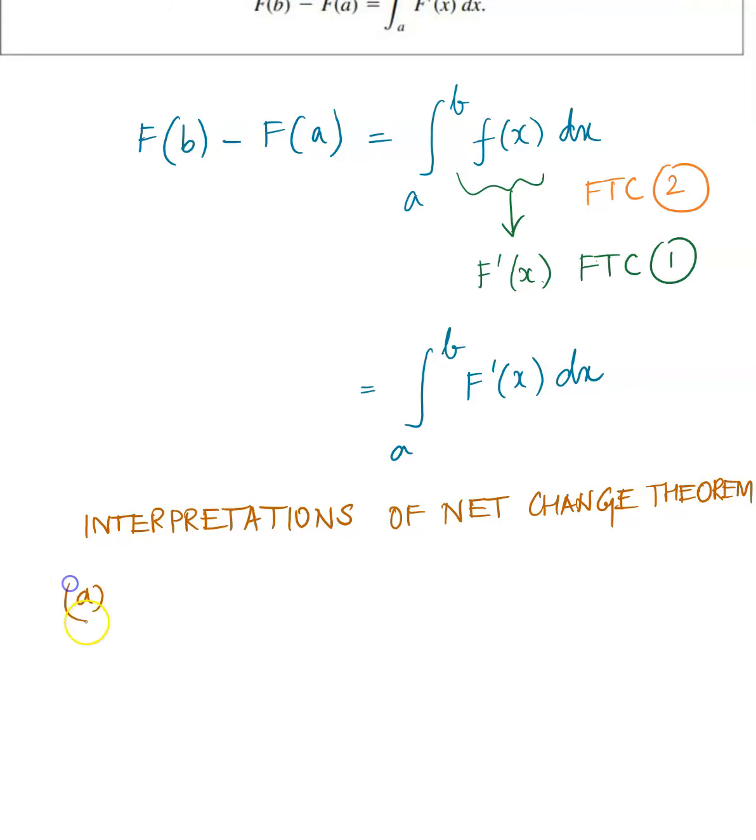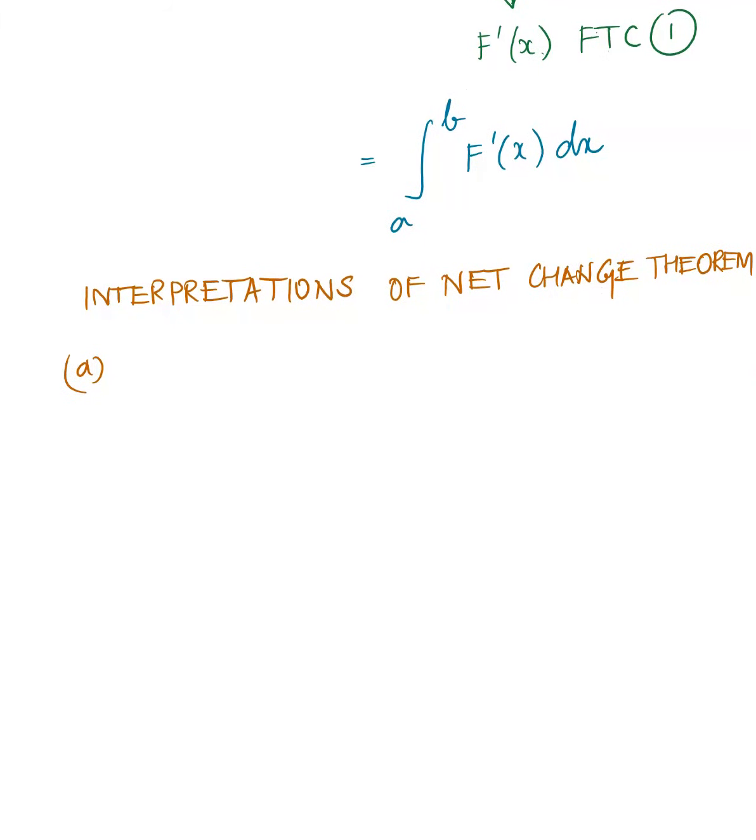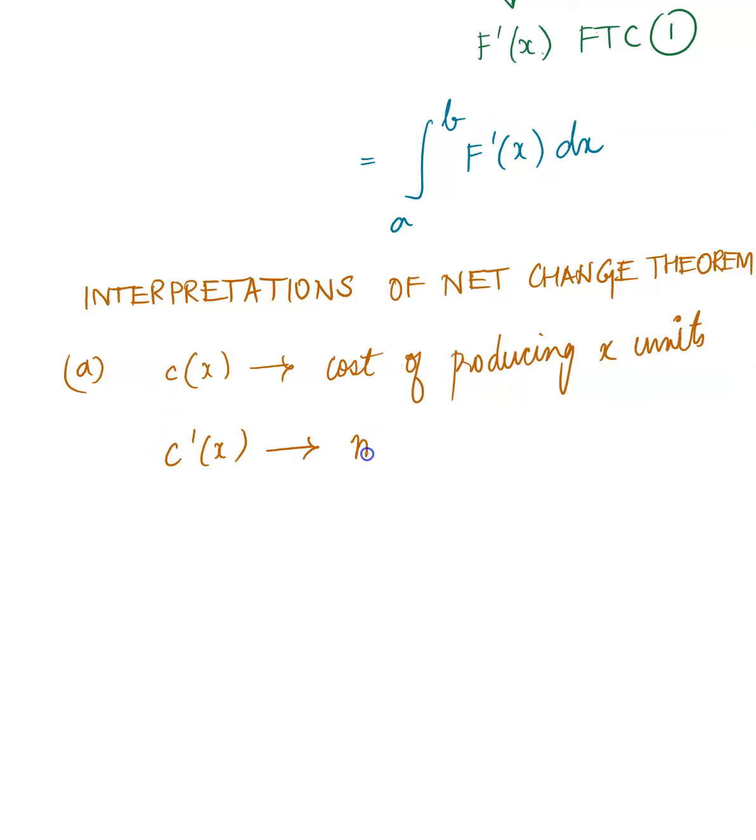So let's start with the first scenario where in economics we know that C of x indicates the cost of producing x units. We did that, right, previously. So I'm just trying to recall that. And if you recall, C prime of x, which in math we call a derivative, but in economics it's known as the marginal cost.